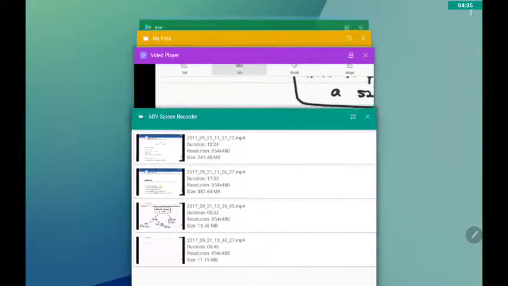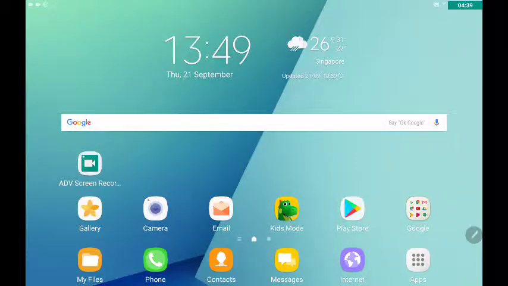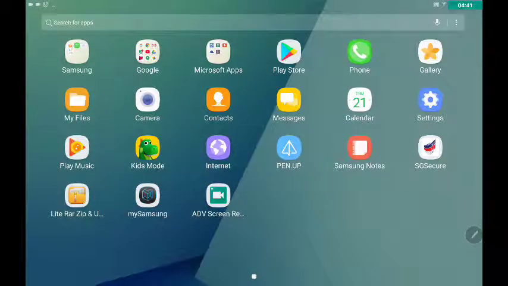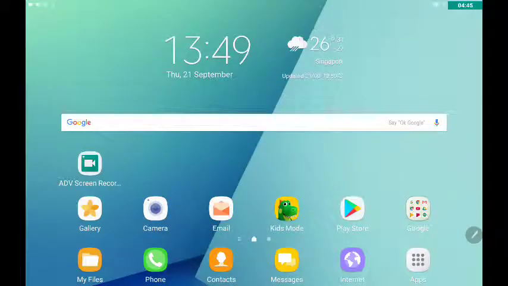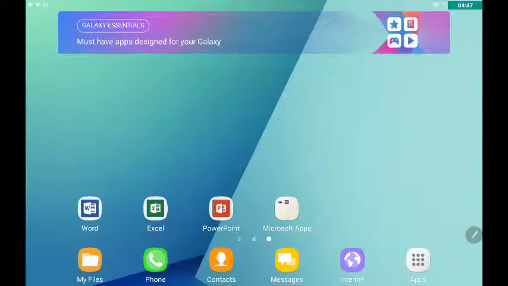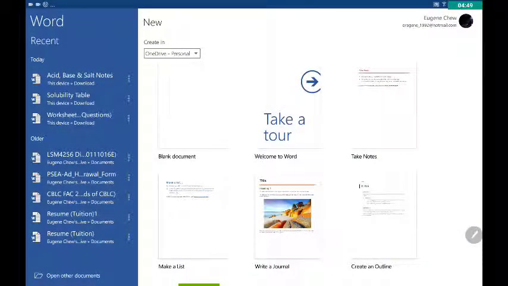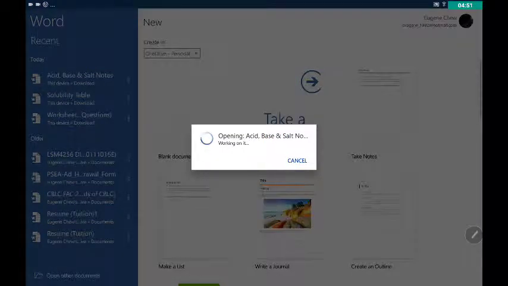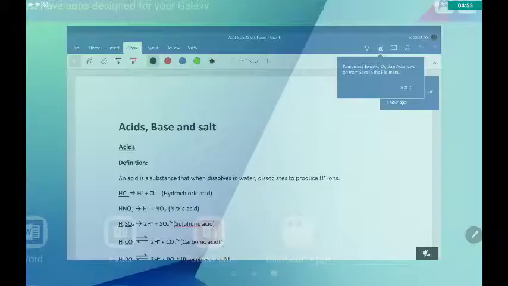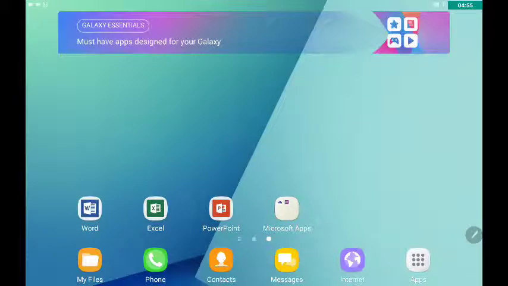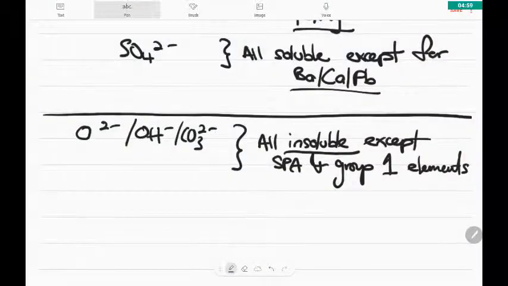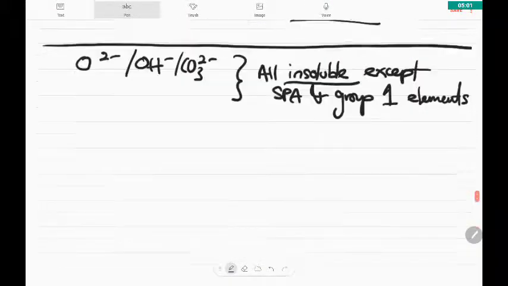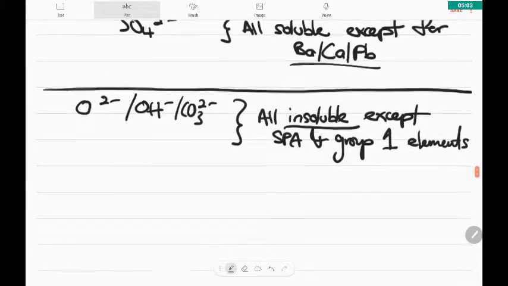Okay, with this in mind, let's begin. Right, let's begin our topic. Okay, maybe I won't touch it. So far so good, right? Okay, good. So the solubility table, we are done.